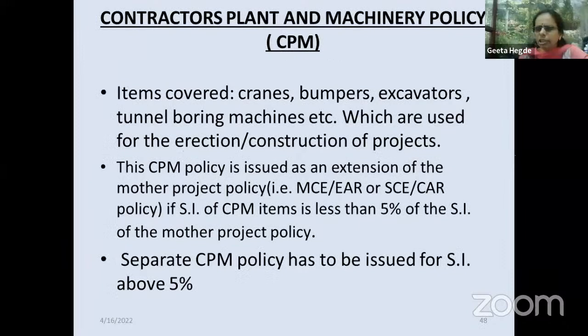CPM, that is all the machineries which can be covered either under the CAR or ER policy or independently under the CPM policy. Cranes, bumpers, excavators, tunnel boring machines which are used for erection or construction of the project. CPM policy is issued as an extension of the mother policy or as a separate policy. Sum insured above 5%, separate policy is issued. Up to 5% can be covered within the basic policy. Additional, a separate policy has to be issued.